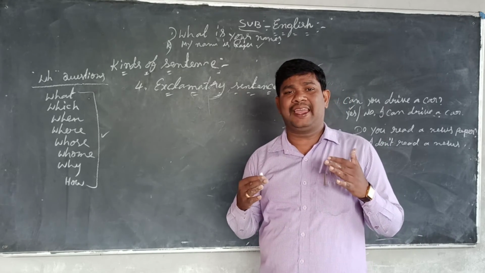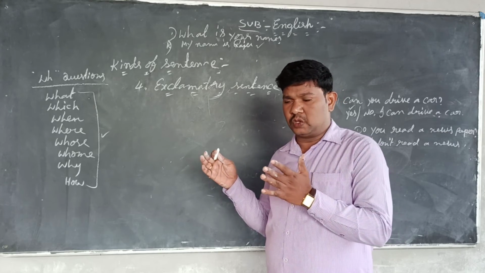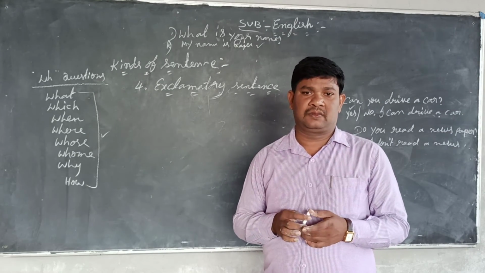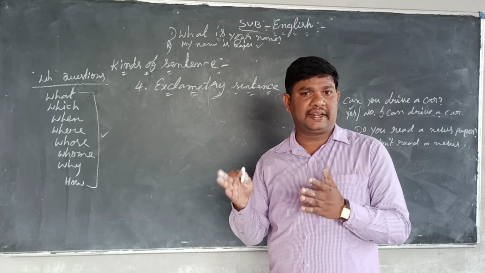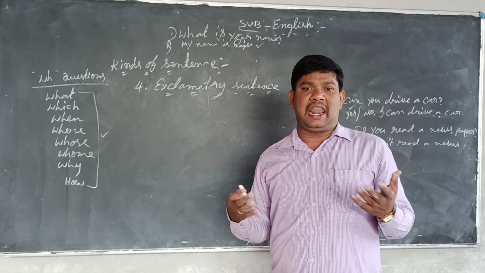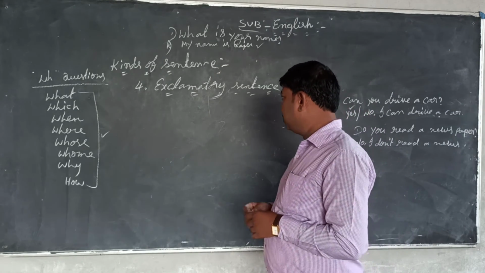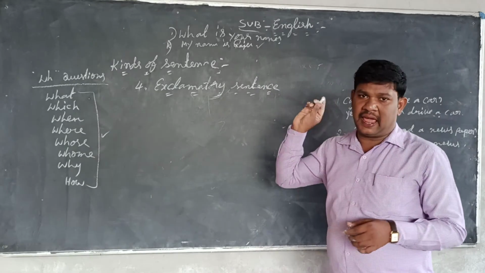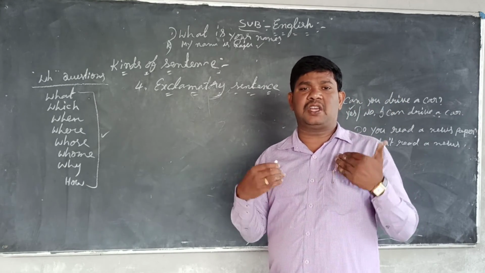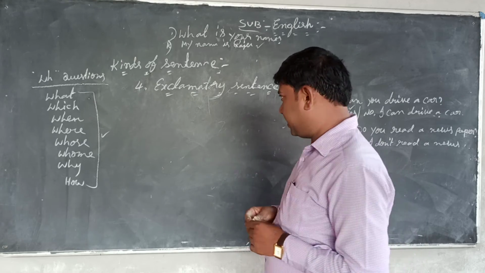When a human being's internal feelings come out, we use some exclamatory words like wow, ouch, alas, hooray. So those words are exclamatory words. A sentence which makes a sudden feeling of joy, sorrow, or surprise is called an exclamatory sentence.